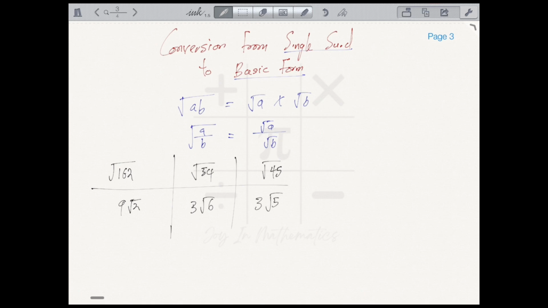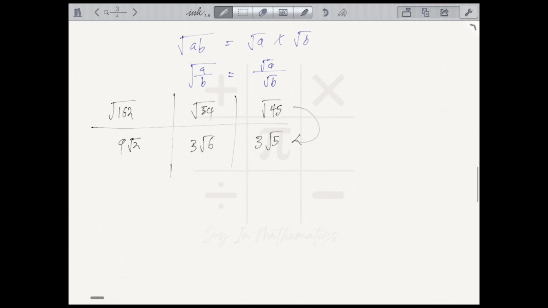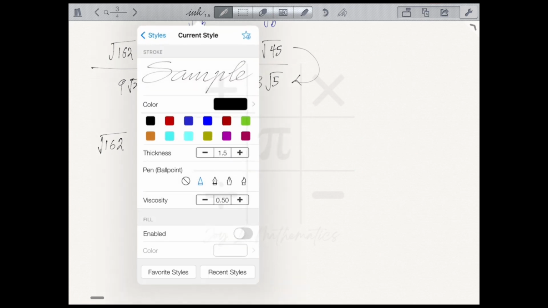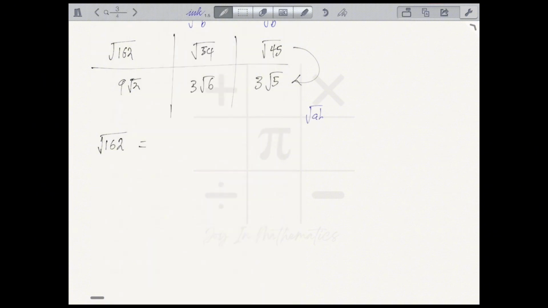Now, the question is, how do we move from the single surd expression to a simplified basic form? To do that, we are going to consider the rules of surds, basically the one that involves multiplication. So, we know, according to the first law of surds, or the multiplication law of surds, that root AB is equal to root A multiplied by root B. Therefore, we are going to look for two numbers such that root 162 will be root A multiplied by root B.